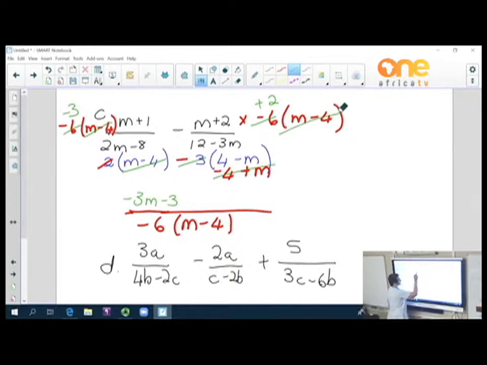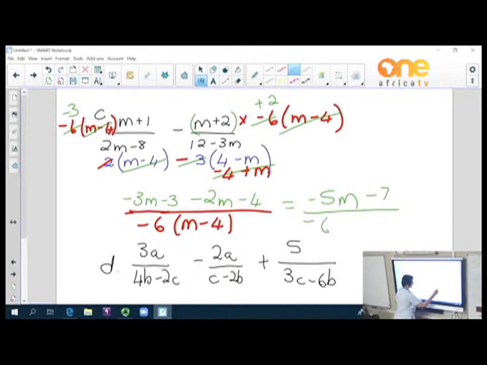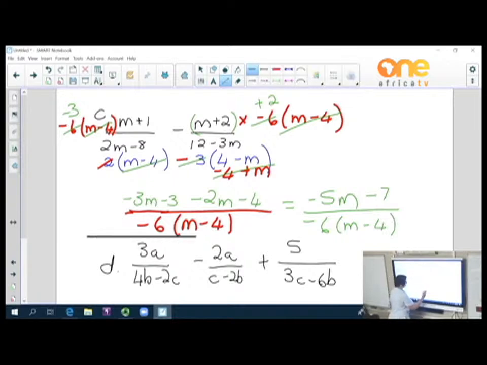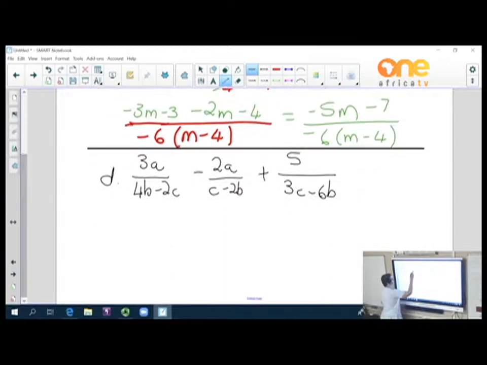And I have to multiply this with this whole one here, which is then -2m minus 4 there. Add your like terms. So it is -5m minus 7 over -6m minus 4. And there is my answer for that one. There's that sum. Right, number D.